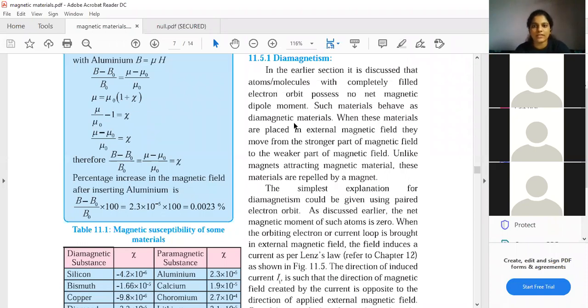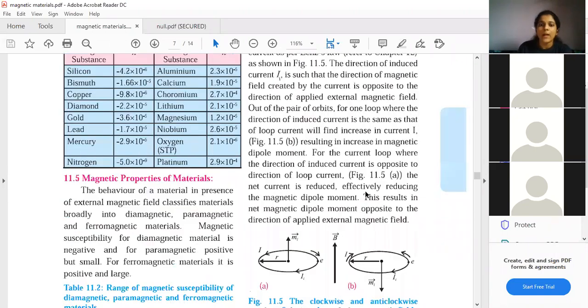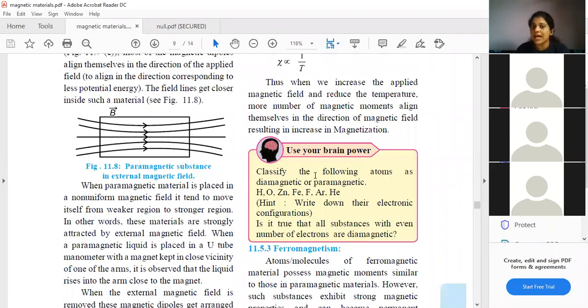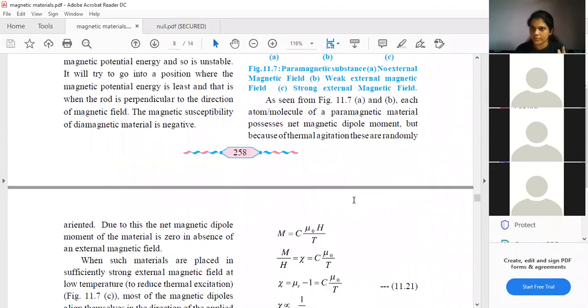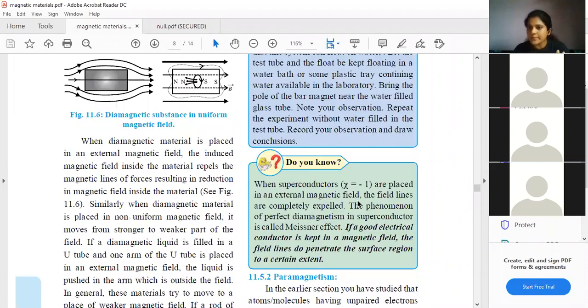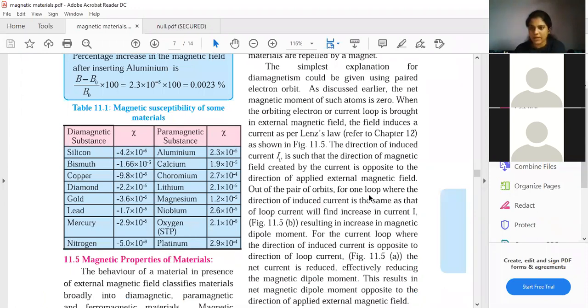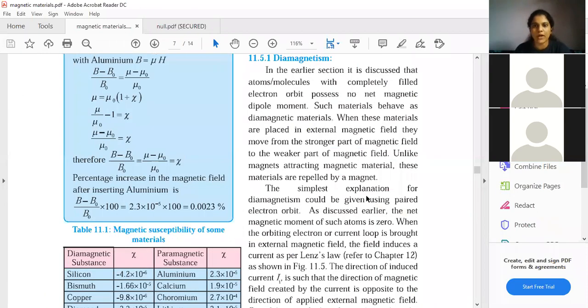Okay, fine. I hope you all are understanding this. Remember this point, because of this yellow box that I showed before: classify the following atoms as diamagnetic or paramagnetic. Hint, write down their electronic configurations. You can see they have given hydrogen, oxygen, Zn and others, so you'll have to write the configuration and check whether there are unpaired electrons or not. If there are no unpaired electrons, it means it is diamagnetic. If there are unpaired electrons, it means it is paramagnetic. I hope you all understood this point.